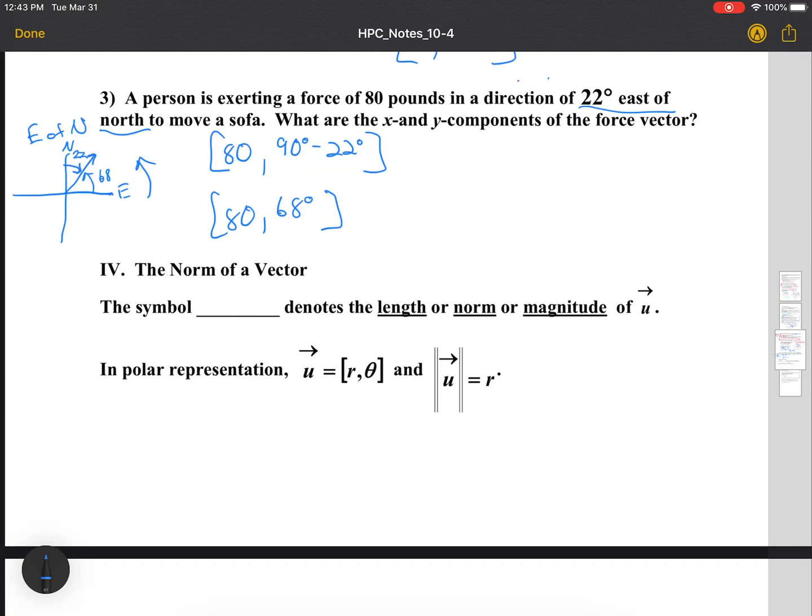So now we've got to convert it to rectangular form. That's going to be our r, our 80, multiplied by cosine of 68, sine of 68. Calculator problem. Going to get 30 and 74.2 as your point.